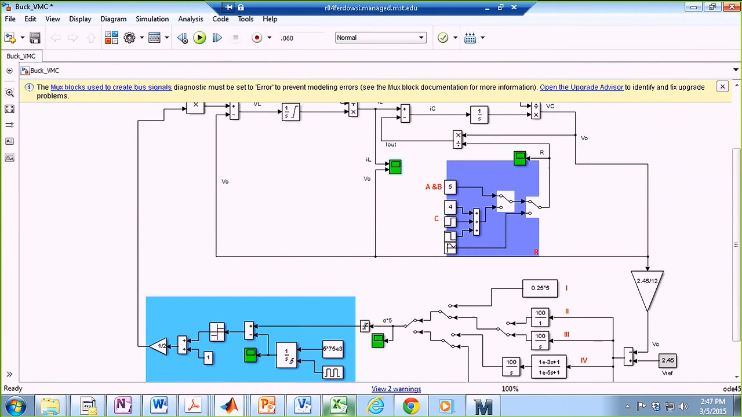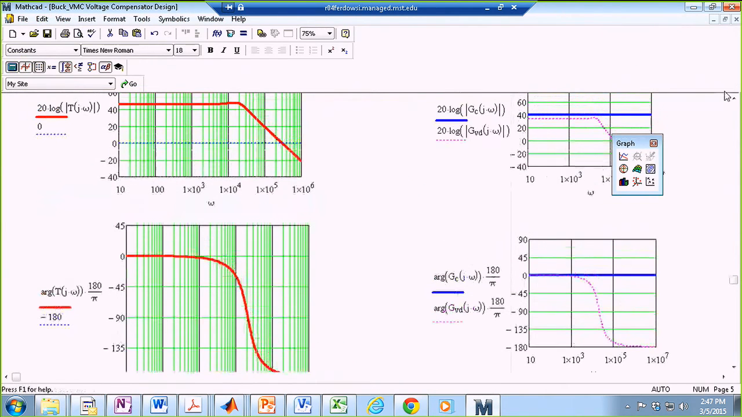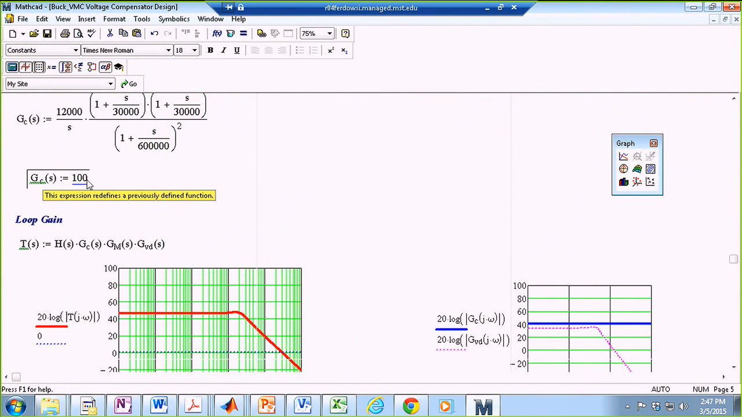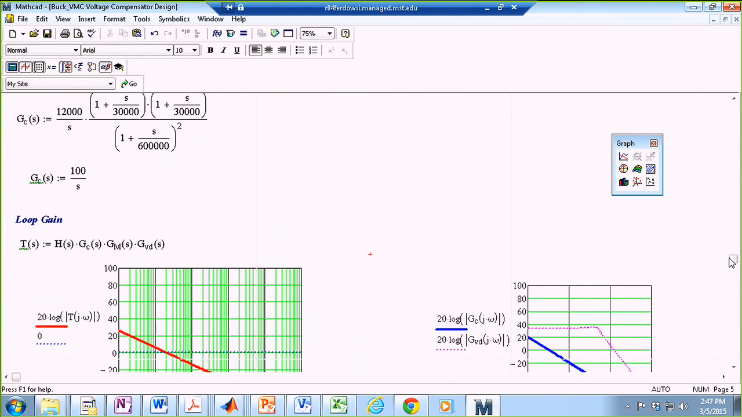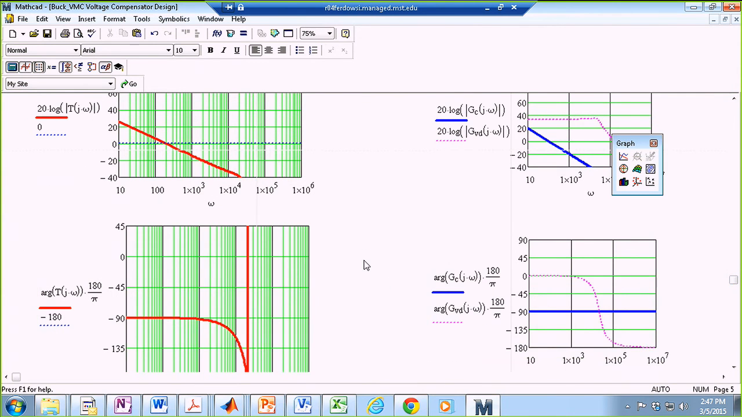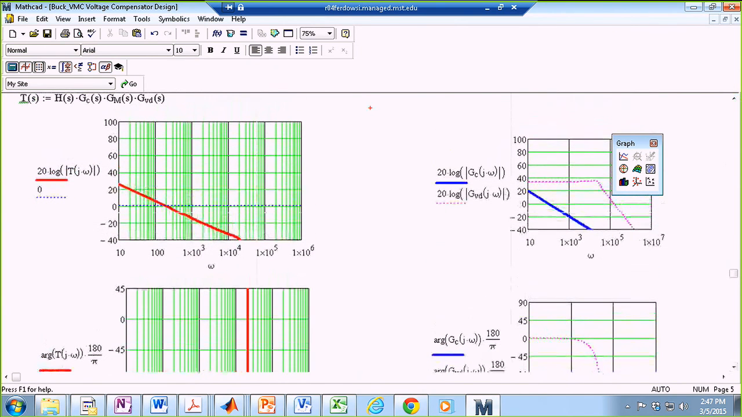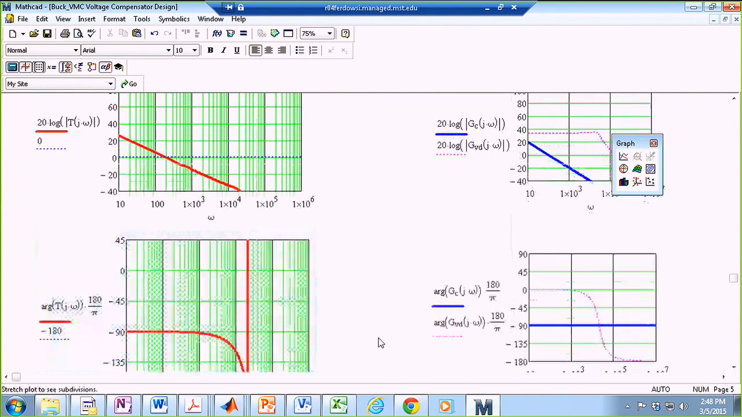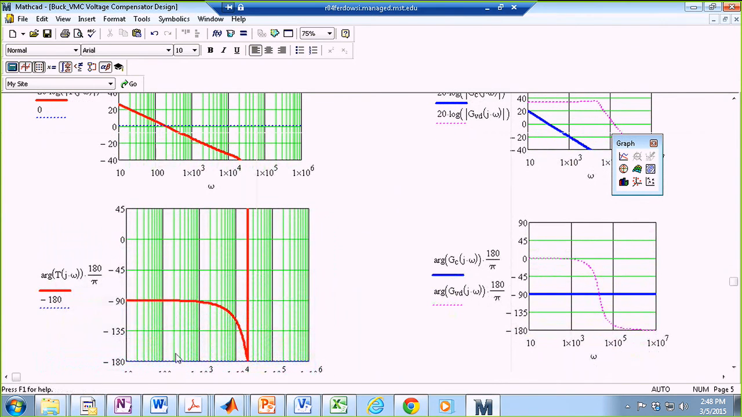The reason is, if you look at the MathCAD file, you can see that integration moves your crossover frequency to the left. So your crossover frequency is very small, your bandwidth is small, therefore your system is sluggish. It's only 200 radians per second. The system is still stable. My phase margin is about 90 degrees.